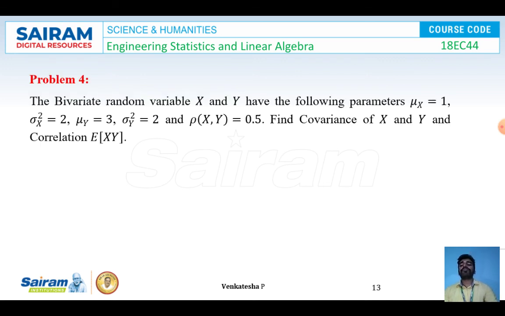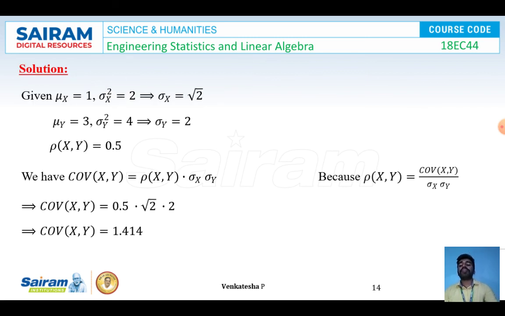Problem number 4. The bivariate random variables X and Y have the following parameters. Mean of X is 1, mean of Y is 3, variance of X is 2, and variance of Y is 4. Now, rho of X comma Y is given as 0.5. Find the covariance of X and Y and the expectation E of XY.